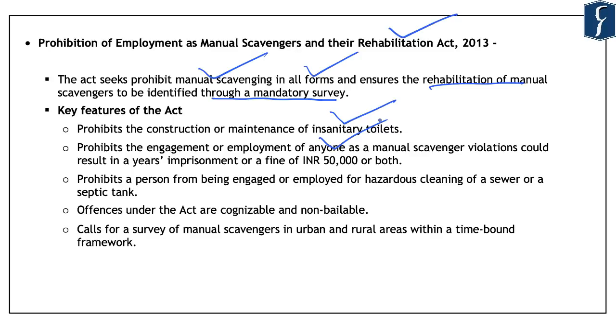And if this provision is violated, it can result in a year's imprisonment or a fine of rupees 50,000 or both. Further, it prohibits a person from being engaged or employed for hazardous cleaning of a sewer, and it also includes various offences related to manual scavenging that are cognizable and non-bailable. And finally, it calls for a survey of manual scavengers in urban and rural India within a time-bound framework. So this 2013 Act is an improvement over the 1993 Act, and in this regard, it prohibits the construction and maintenance of insanitary latrines, etc., and the quantum of punishment has also been increased.